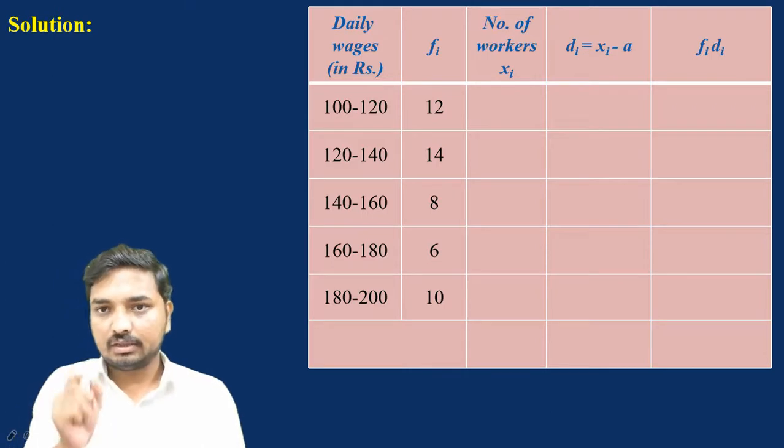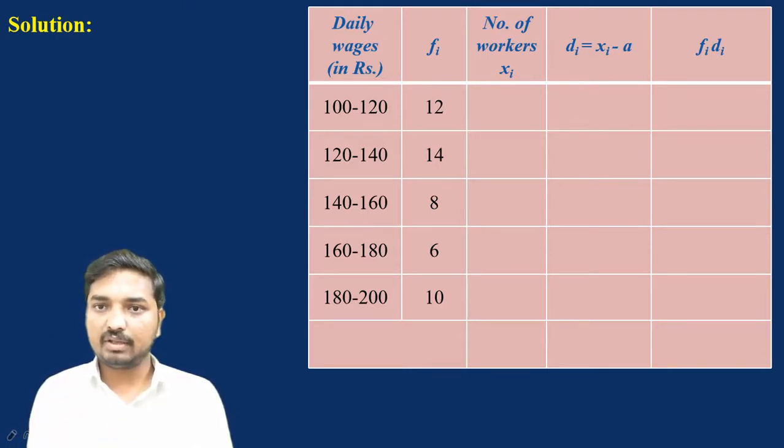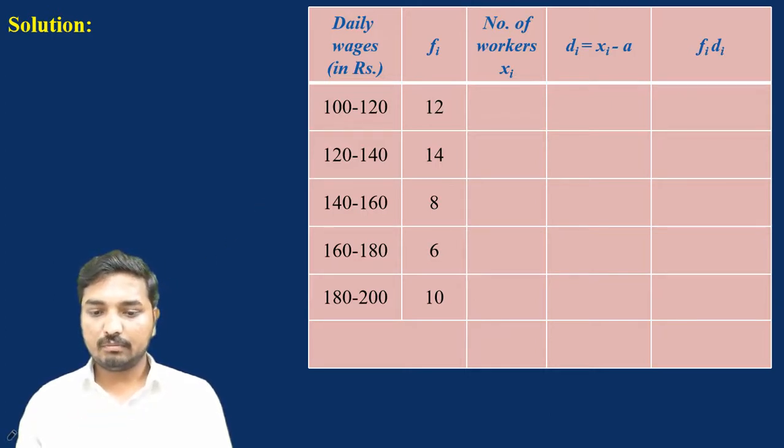So now look at the third column, xi. I told you in the previous problem, same method. 100 plus 120 divided by 2. What will be the mid value of 100 and 120? It is 110, which is called the class mark. For the second one, 120 to 140, the mid value is 130. In the same sense, here it will become 150, here 170, and here 190. Now you can clarify all these things.